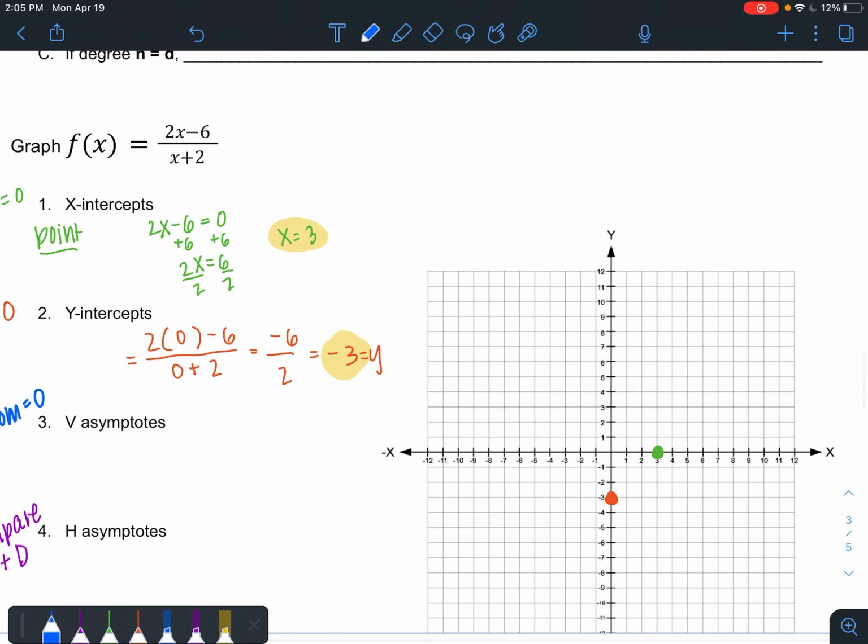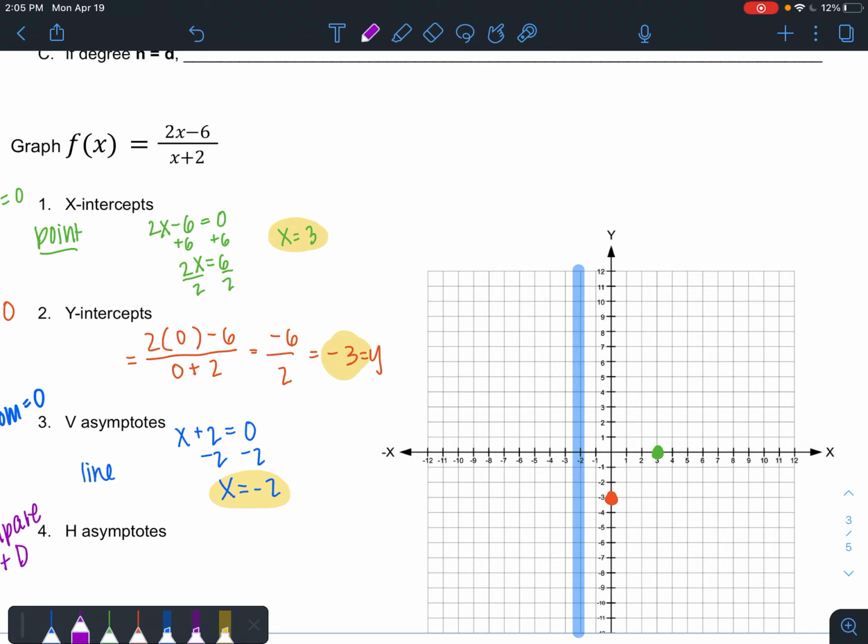All right, vertical asymptotes. To find the vertical asymptote, I set the denominator equal to 0 and solve. Okay, this is a line, so I'm going to go ahead and plot that line with the highlighter where x is equal to negative 2.